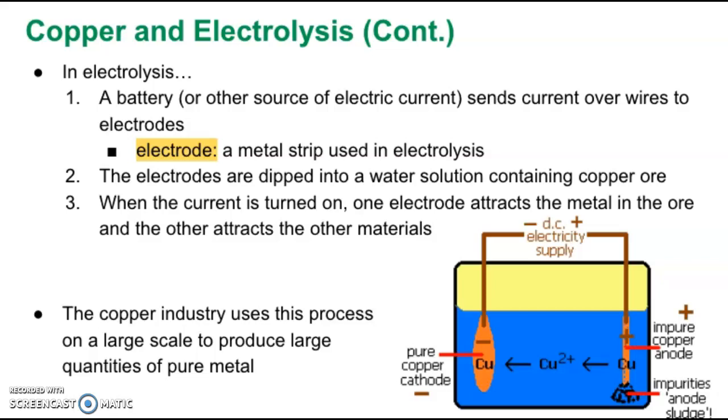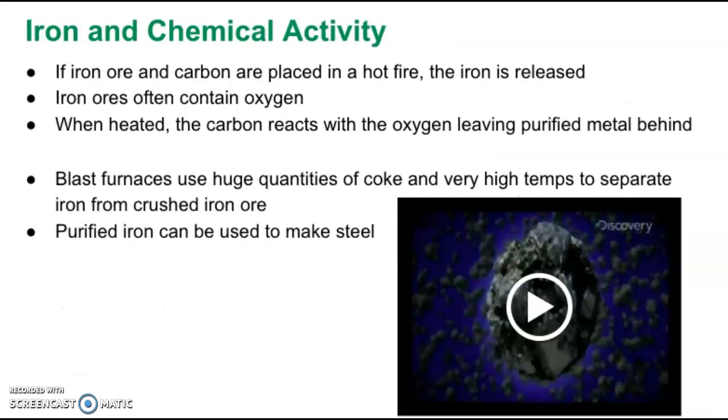And so because the electricity is being run through those wires to the electrodes, we're able to separate the pure copper from all those other substances. Just like the gold industry uses a version of panning in order to find gold today, the copper industry uses a large-scale process of electrolysis in order to produce large quantities of the pure copper mineral that we see in use today. Iron is yet another important ore that exists in nature.